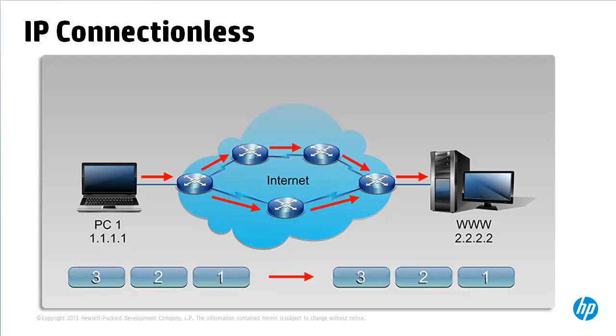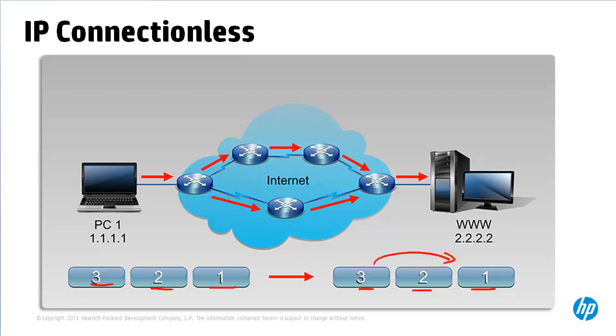In an ideal world, traffic will arrive in the order that it's transmitted. So PC1 transmits packet 1, 2, and 3, and it arrives at the server in that order. However, the packets may arrive in different orders. So packet 3 could arrive before packet 2. The server needs a mechanism to reorder the packets into their original sequence.